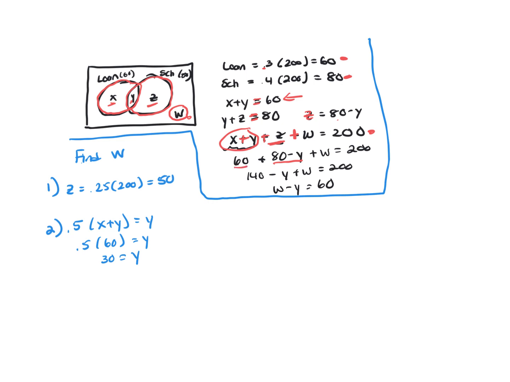And then 60 plus 80 is 140 minus Y plus W. W minus Y equals 60. So we know everything I have here in black, we know. Okay? So now let's look at clue 1.